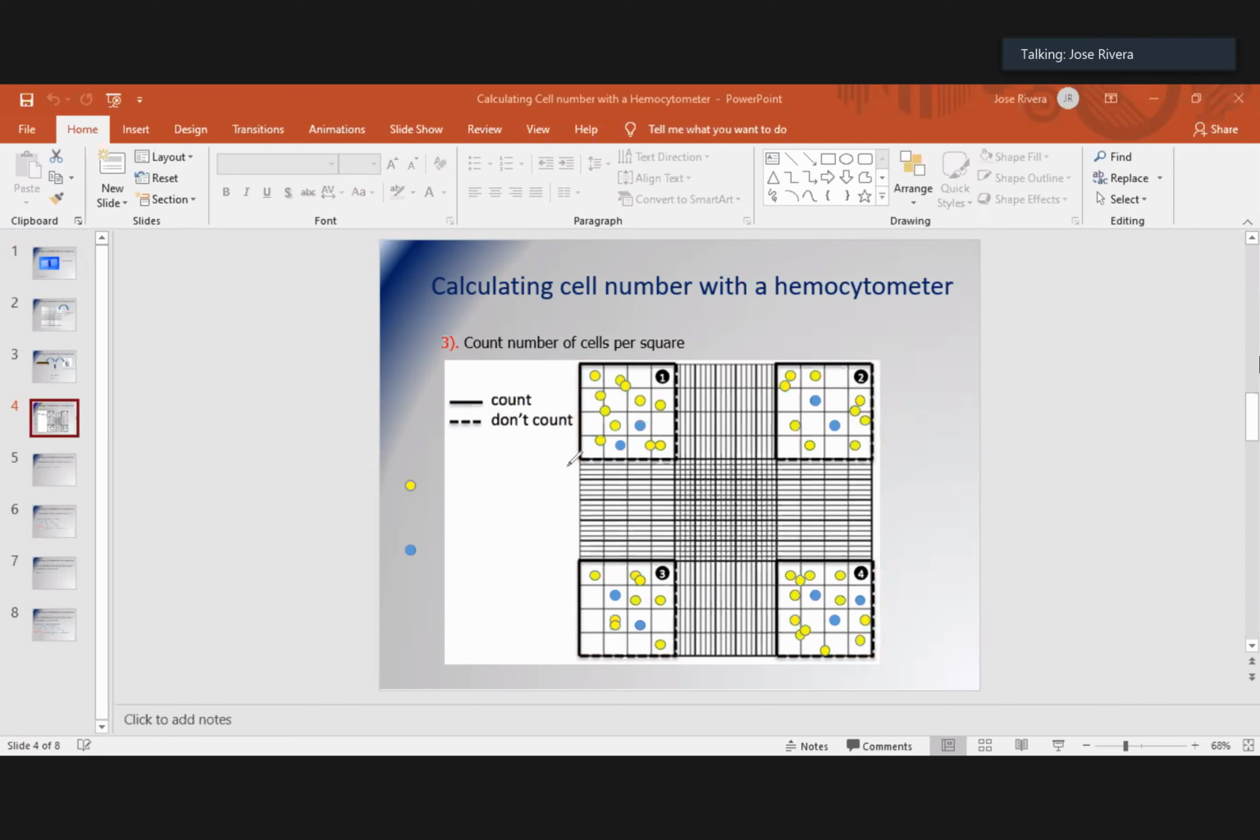Okay, the living cells. Like I said again, we're going to count living cells. So we have four quadrants, 1, 2, 3, and 4. In quadrant 1, we count the living cells, the yellow cells. So it's 2, 4, 6, 8, 10, 11. So here we have 11 cells.